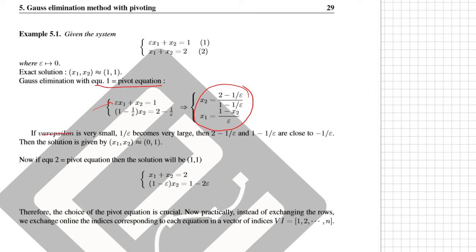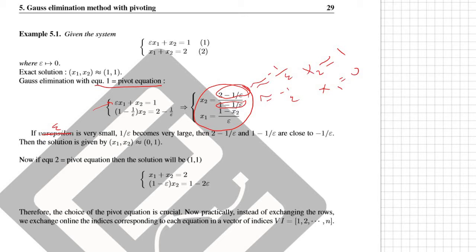So if epsilon is very small, 1 over epsilon becomes very large, which means that the numerator here will become close to minus 1 over epsilon, and the denominator as well will be close to minus 1 over epsilon. Then x2 will be close to 1. Okay, if x2 is close to 1, then x1 is close to 0, which is not the solution that I was hoping to get, which is (1, 1).